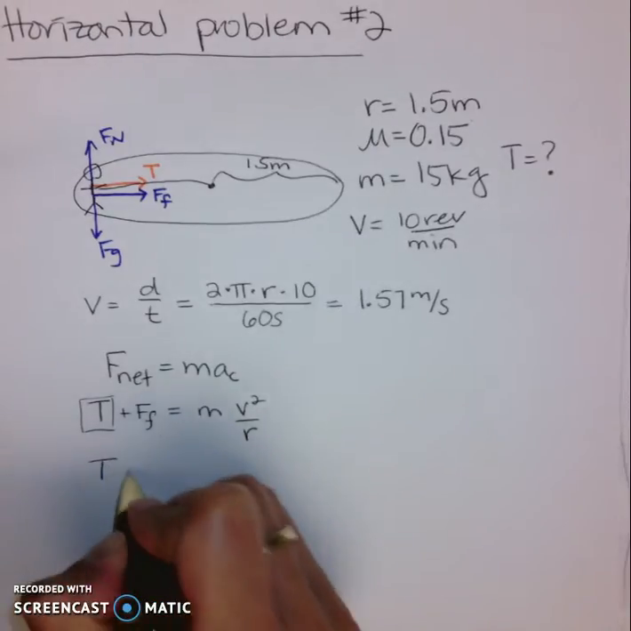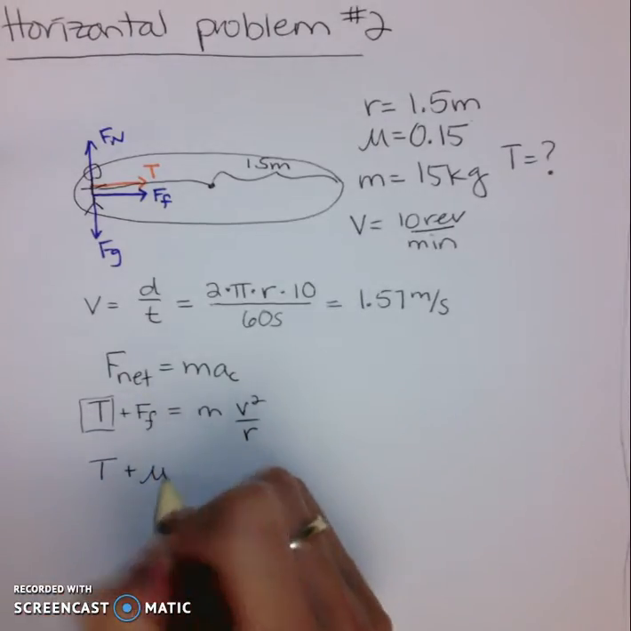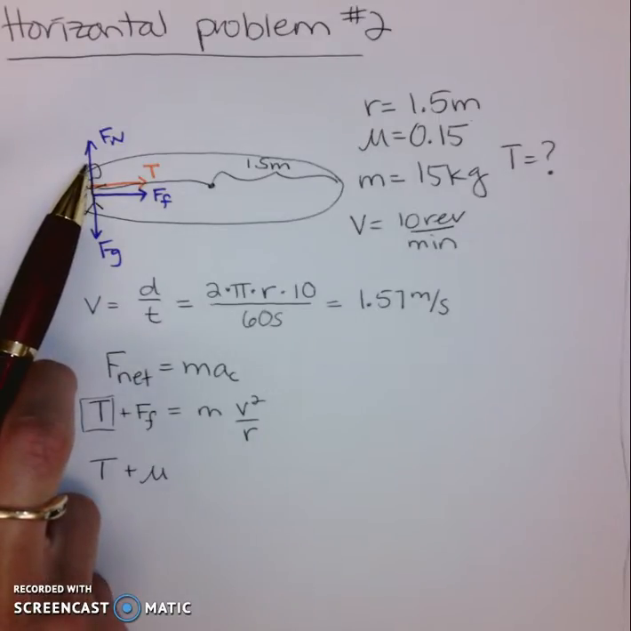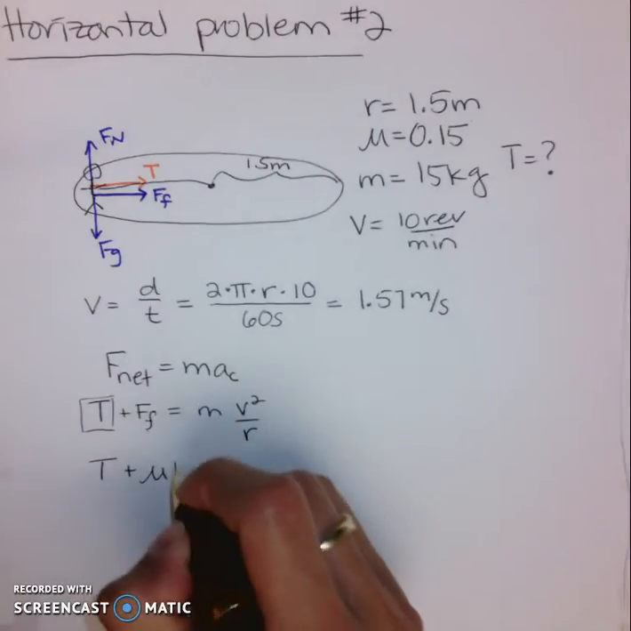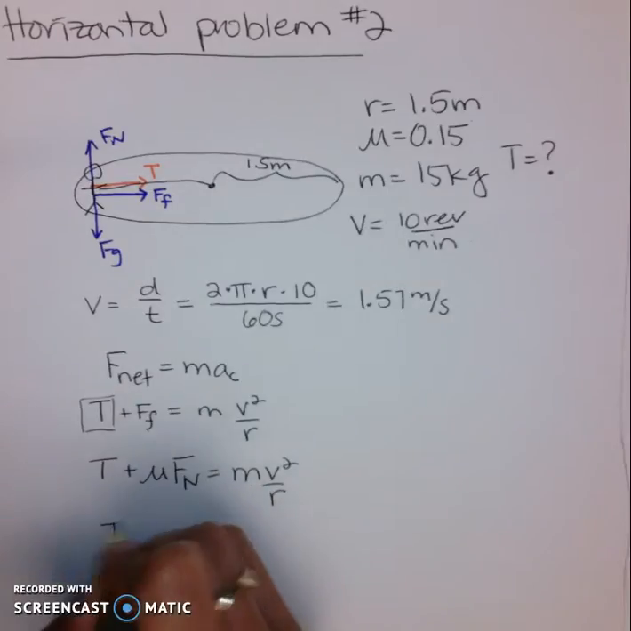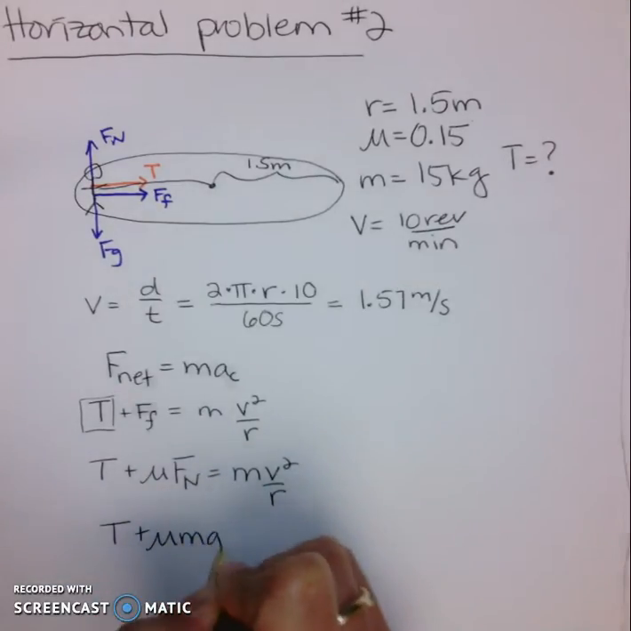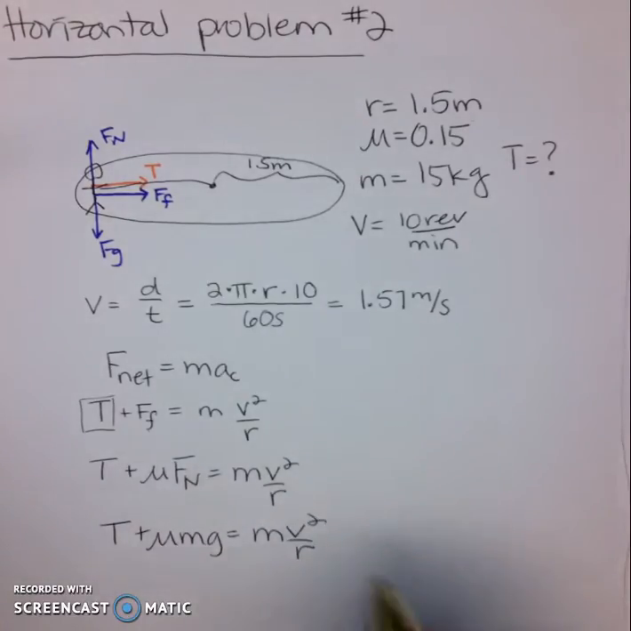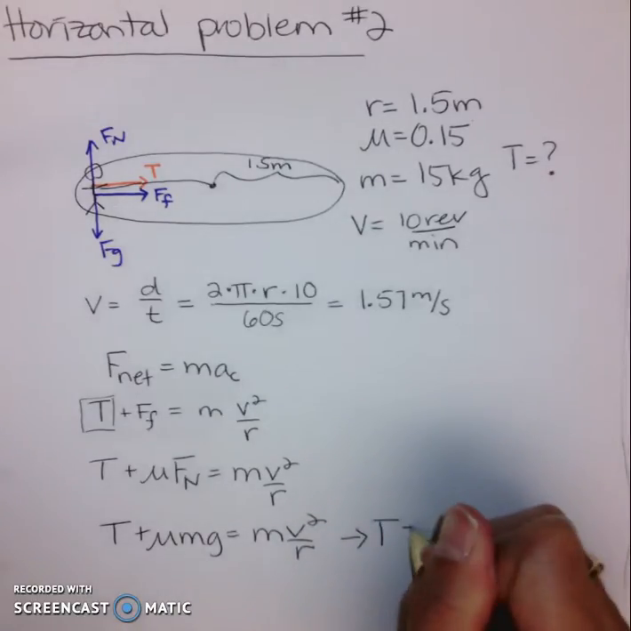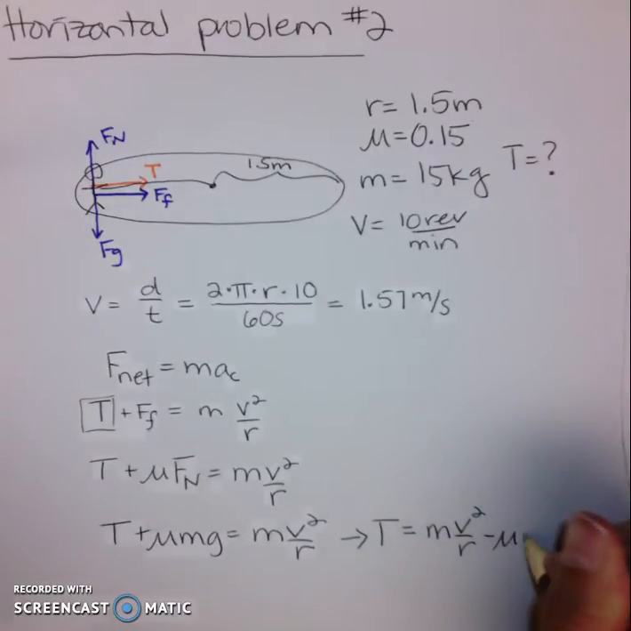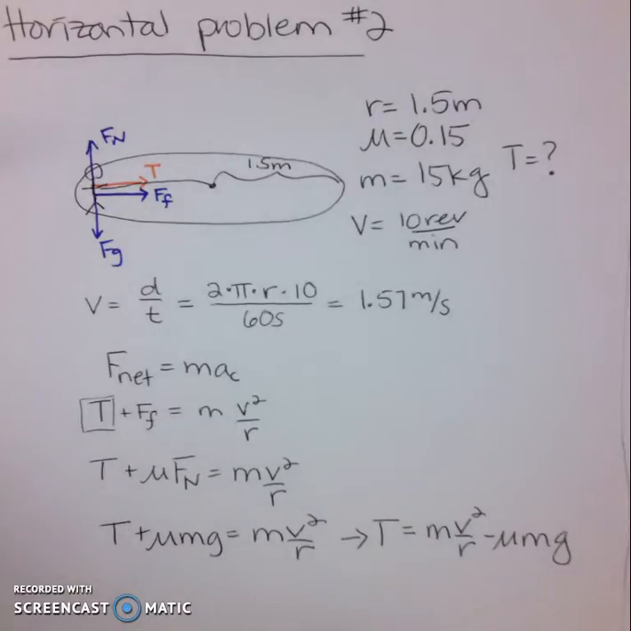So I have tension plus the force of friction is mu, and because the child is sitting on a horizontal surface, mg is Fn. So mu Fn equals m v squared over r, and then I get tension plus mu mg is equal to m v squared over r. Okay. So I'm going to subtract mu mg to the other side, so I get tension is equal to m v squared over r minus mu mg, and now I'm going to plug some numbers in.